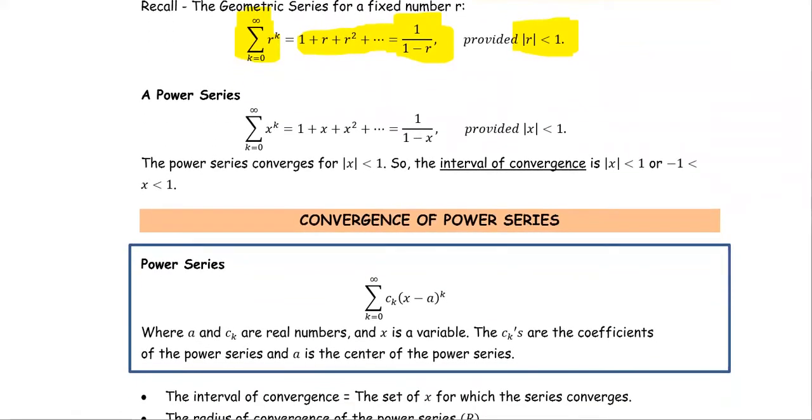As a power series, if we replace r with x, we have the summation of x to the power k from 0 to infinity, or 1 plus x plus x squared and so forth. And the sum will be 1 over 1 minus x, provided the absolute value of x is less than 1. This power series converges for the absolute value of x less than 1. So the interval of convergence is the absolute value of x less than 1, or x is between negative 1 and positive 1.